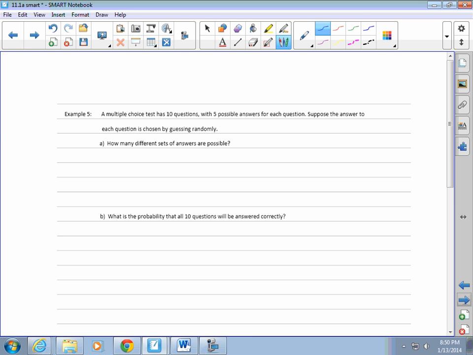Okay, so same thing, example 5. A multiple choice test has 10 questions with 5 possible answers for each question. Suppose that the answer to each question is chosen by guessing randomly. How many possible sets of answers are there? If I have 10 questions, that means I would have 10 blanks, right? Each of these blanks, I would have 5 possible choices to choose from.